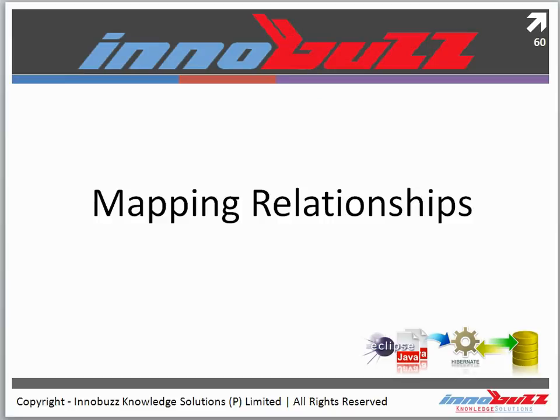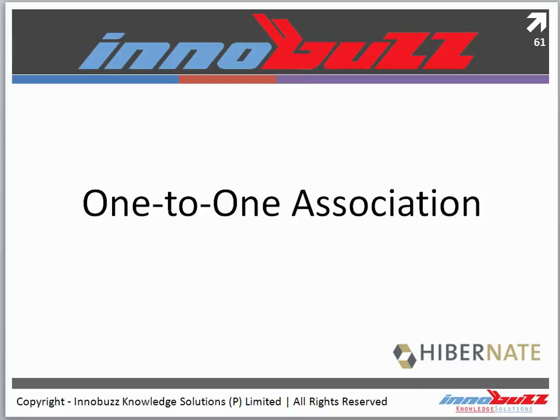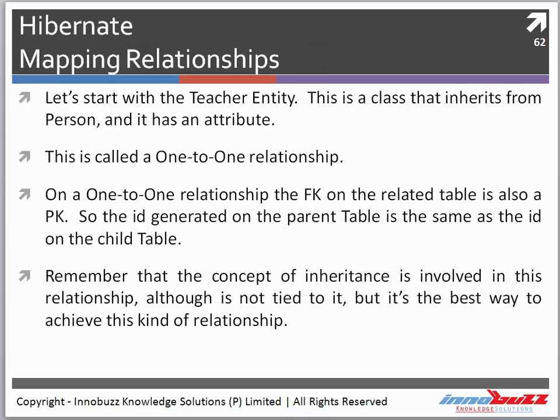Mapping relationships. One-to-one association. For this matter, we're going to use the teacher entity. This class has a relationship with the person entity, but as a specialization of the person class. This also means that the teacher entity inherits from the person class. On this kind of relationship, the two entities share the primary key value. That's why the primary key of the teacher entity is also a foreign key.